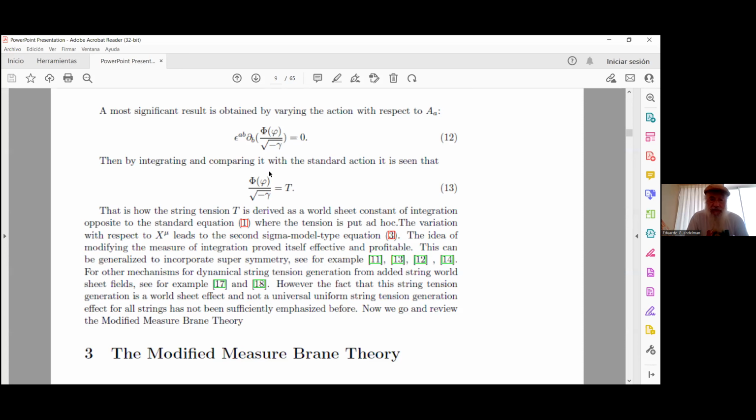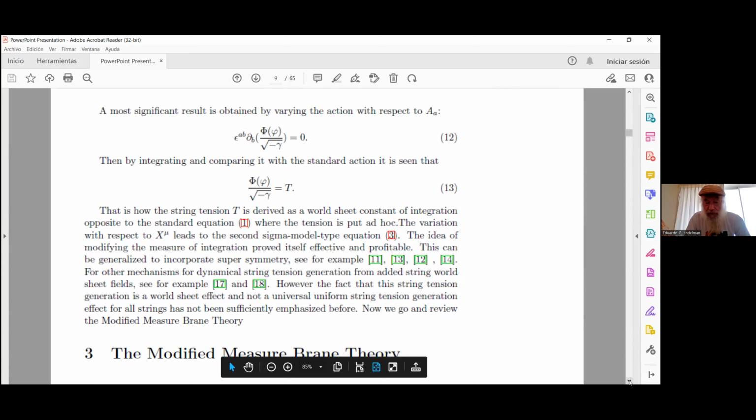It gives you that the ratio of these two measures is a constant, and from this constant you can solve for the square root of minus the measure, and you put it back into the action, and then you identify this T as the string tension. The string tension is derived as an integration constant. The integration constant is a property of the worksheet, so any other string can obtain another tension.